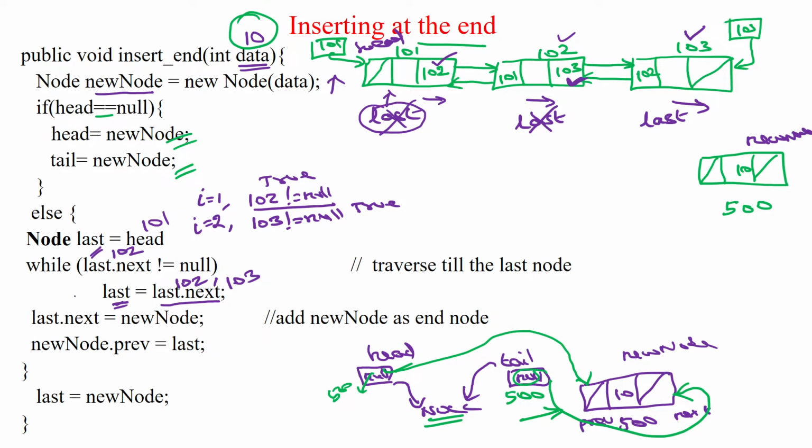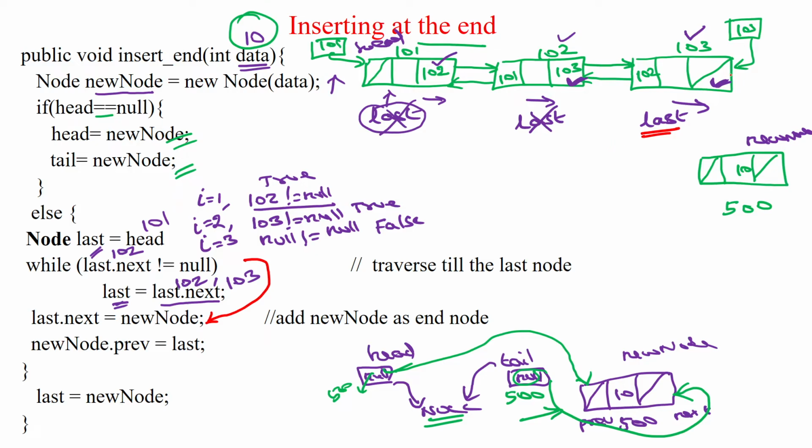Then again we go back to the while loop. In iteration number 3, last.next is this field, and this field is null. So null not equal to null becomes false. If it is false, then the execution will come out of the while loop. So now the last pointer is denoting the end node of the doubly linked list.